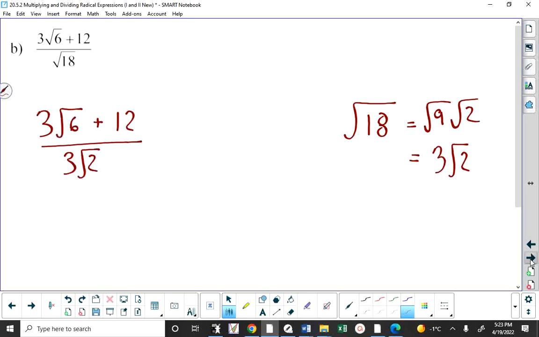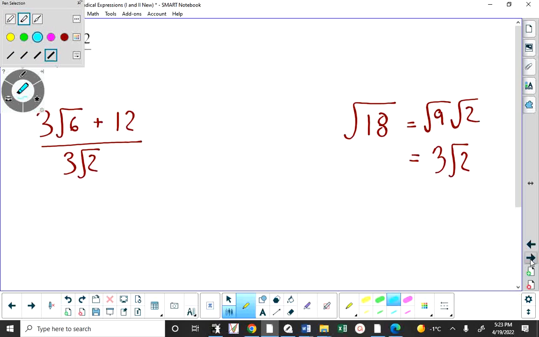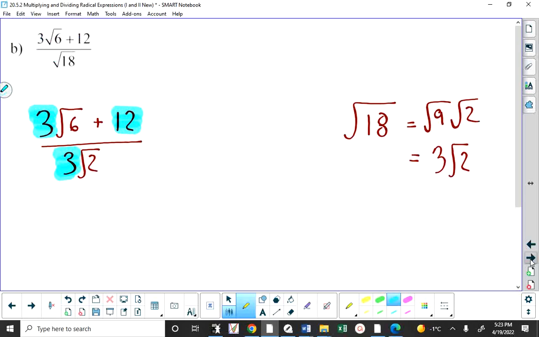I notice that these three numbers, I'm going to start relying a little bit more on a shortcut here. These three numbers, which are all coefficients, are all divisible by 3, so I can do that. I'm going to divide the 3 root 6 by 3 to get root 6. I'm going to divide the 12 by 3 to get 4. I'm going to divide the 3 root 2 by 3 to get root 2.